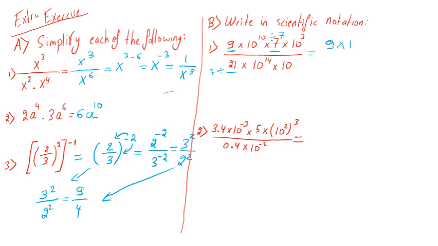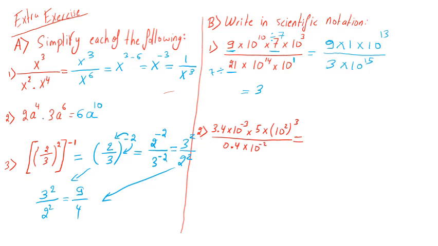10 power 10 times 10 power 3, it is 10 power 13. Over 21 divided by 7, it is 3. 10 power 14 times 10, of course 10 is power 1, not power 0. 10 power 14 times 10 power 1, it is 10 power 15. Now, we simplify the numbers together. 9 times 1 equal to 9. 9 divided by 3, it's equal to 3.